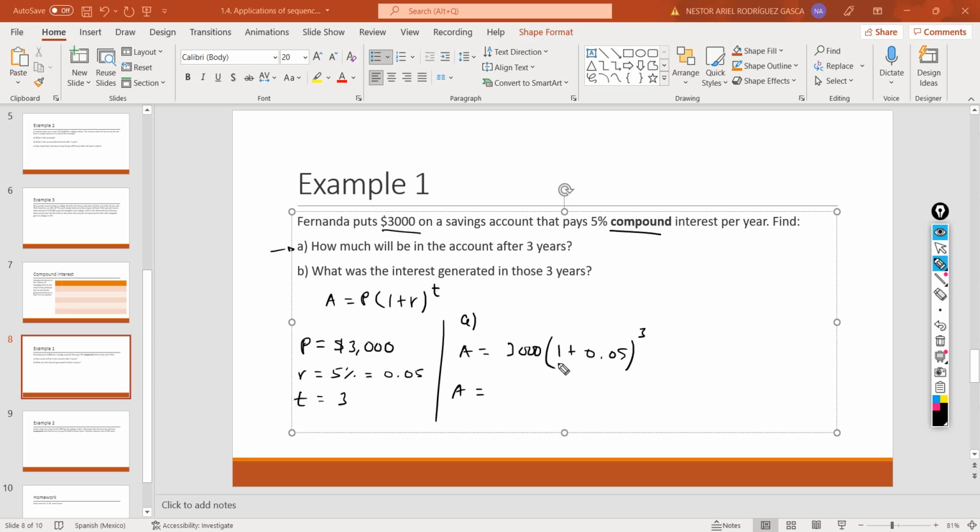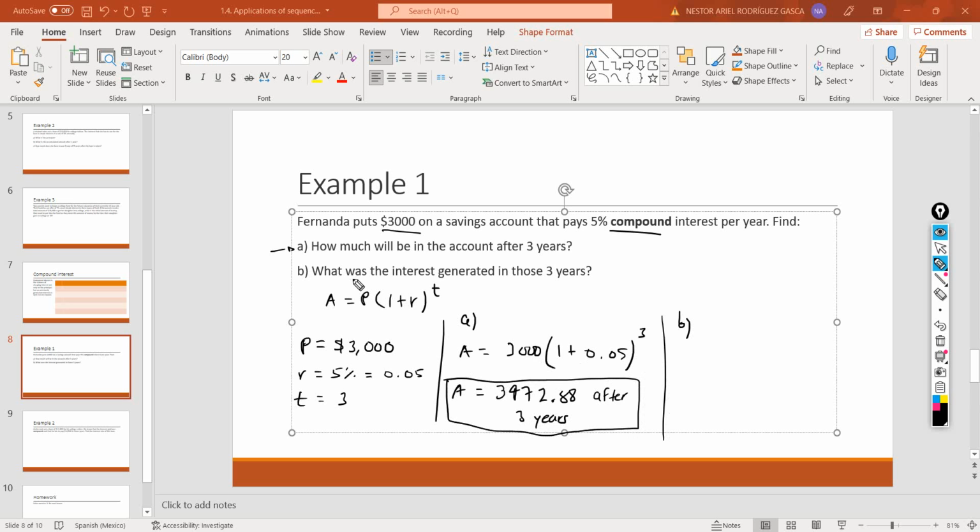I mean, if you find any calculator over there, I'm using mine. And we will have this much. There will be this much in the account, $3,472.88 after 3 years. So this is the answer to letter A.